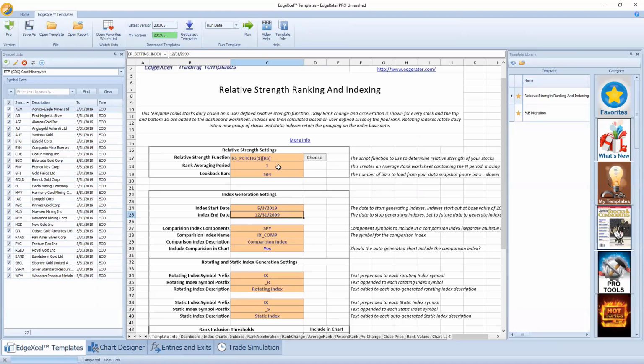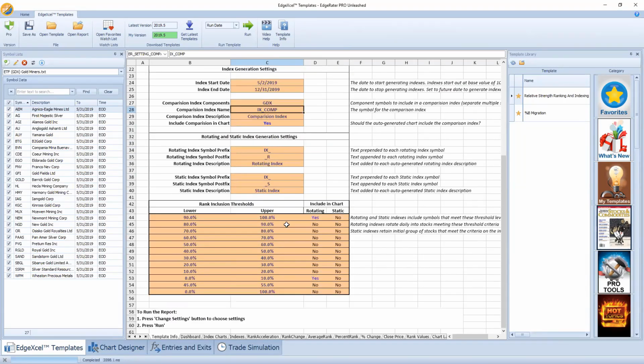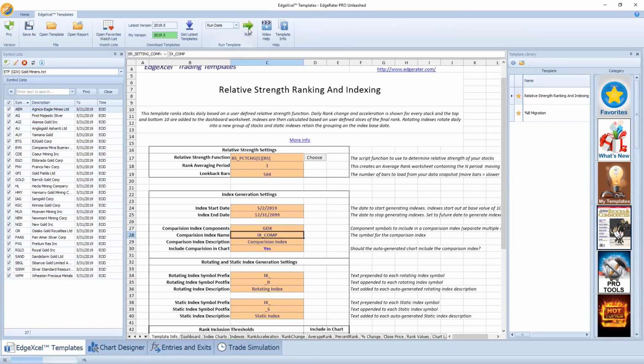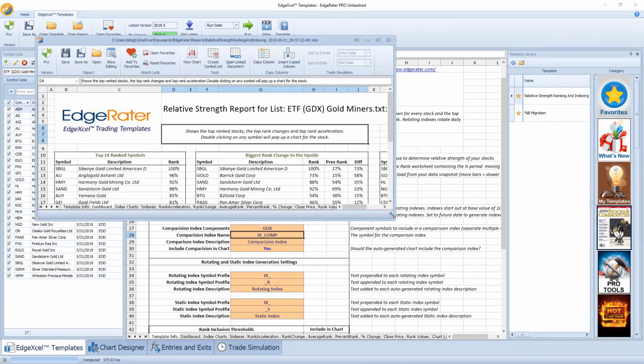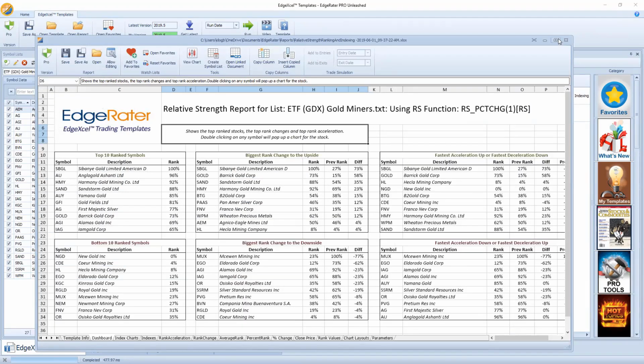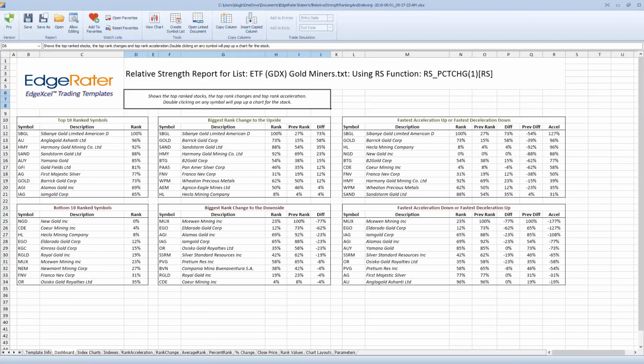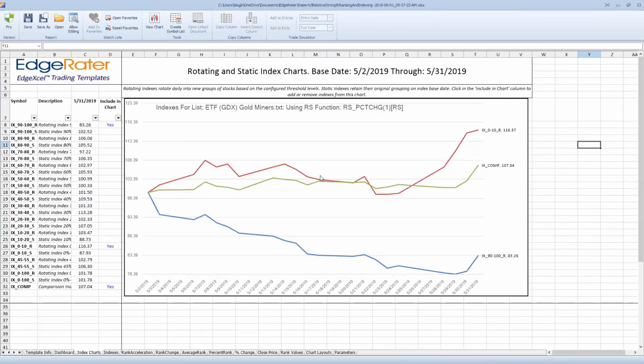So I'll come over to, I'm using that list, as I said before. I'm going to choose May 2nd, 2019 through to today. This time a comparison index, I'm going to choose GDX. That would make a lot of sense. Could choose GLD, that would also be interesting. And I'm just going to run this. Okay, it's a much smaller list than before, so it ran a lot faster. And then we'll take a look at some of the index charts in here.